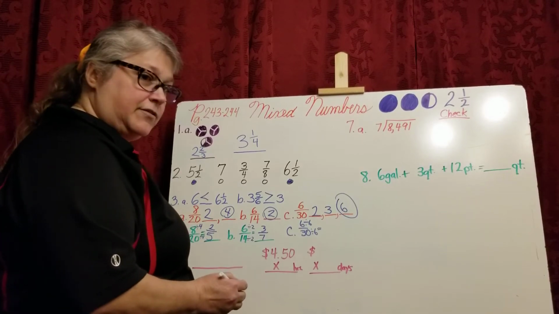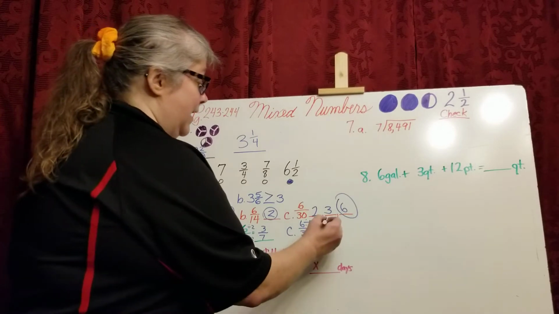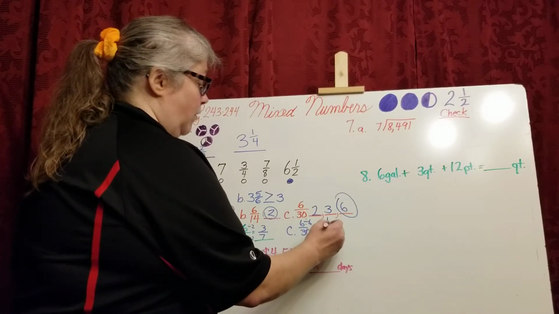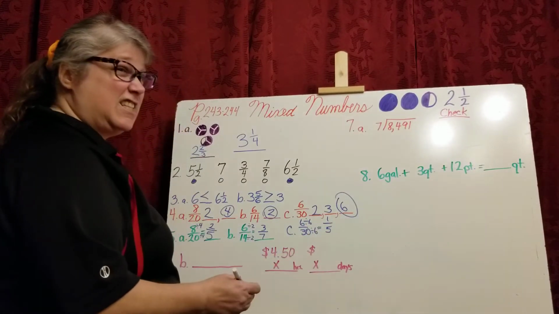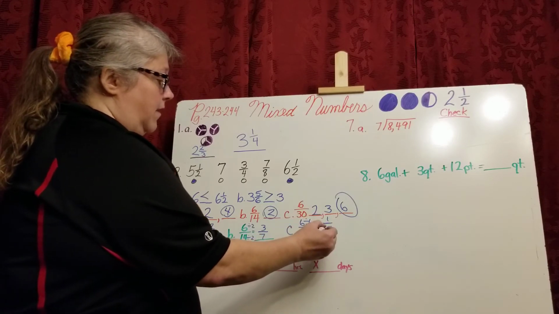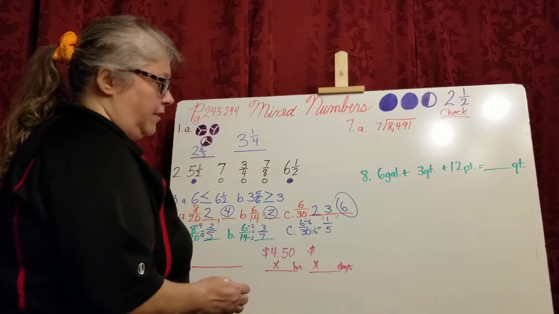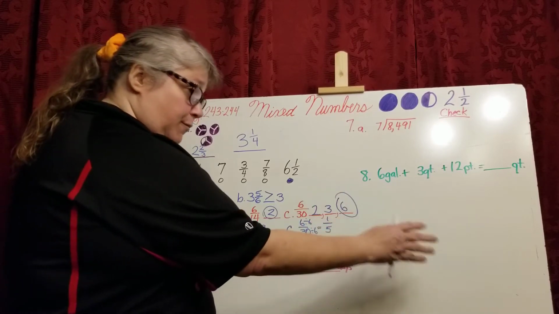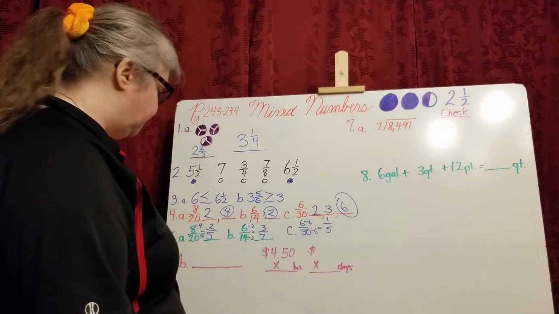Anna Kate, what's the answer? I think I heard you say 1/5. Let's check and see if she's right. 1 times 6 equals 6. 5 times 6 equals 30, and that's right. You'll finish the rest of them after the lesson.